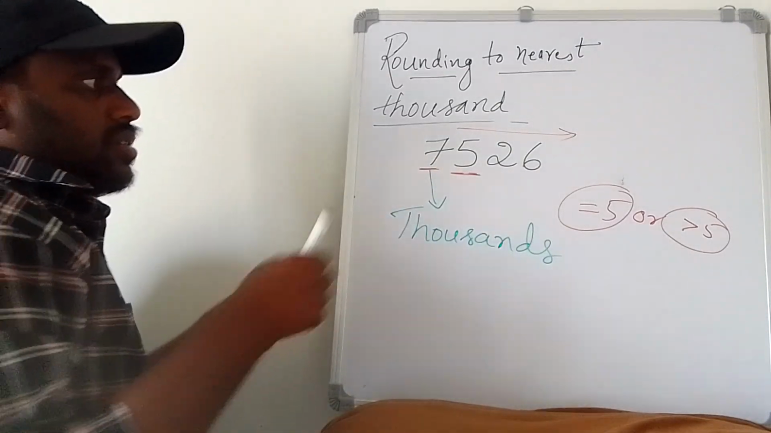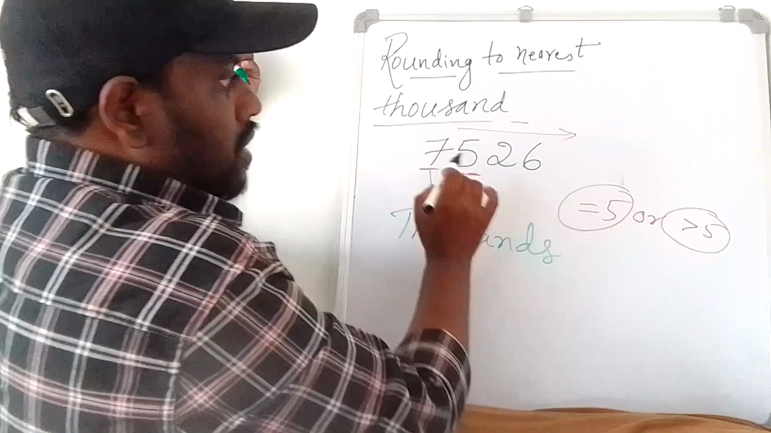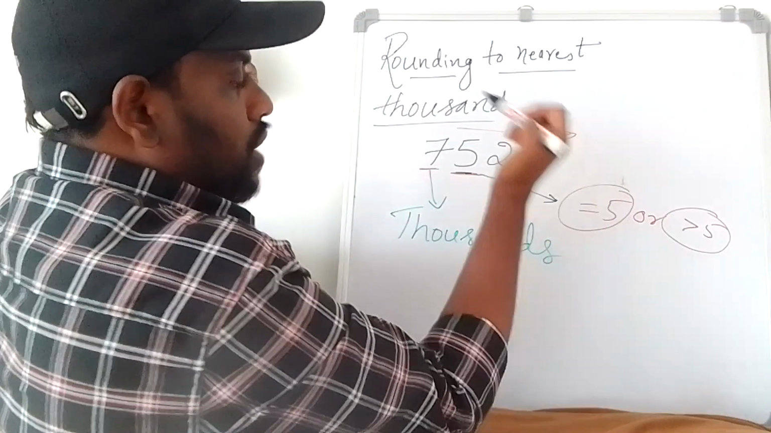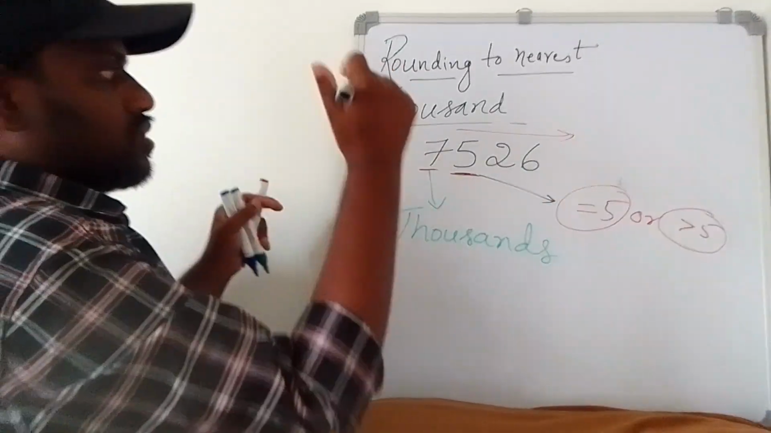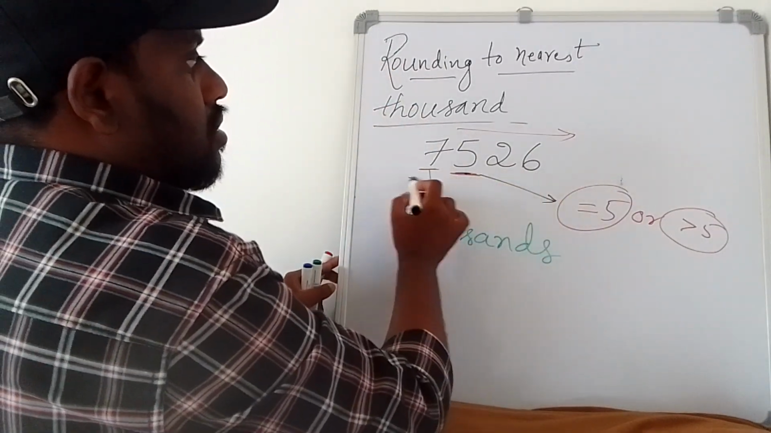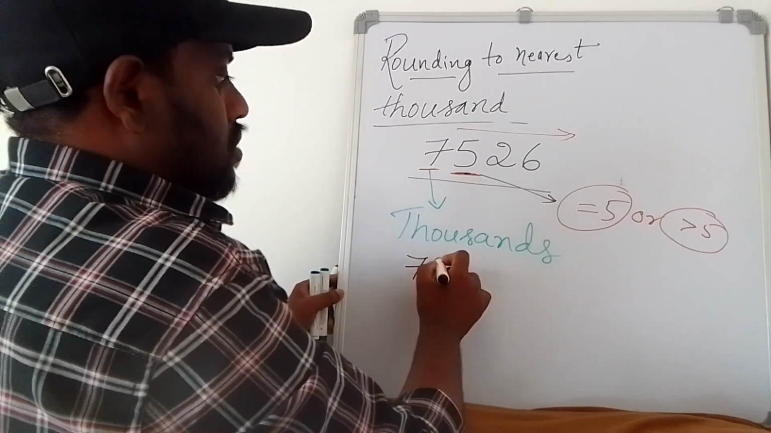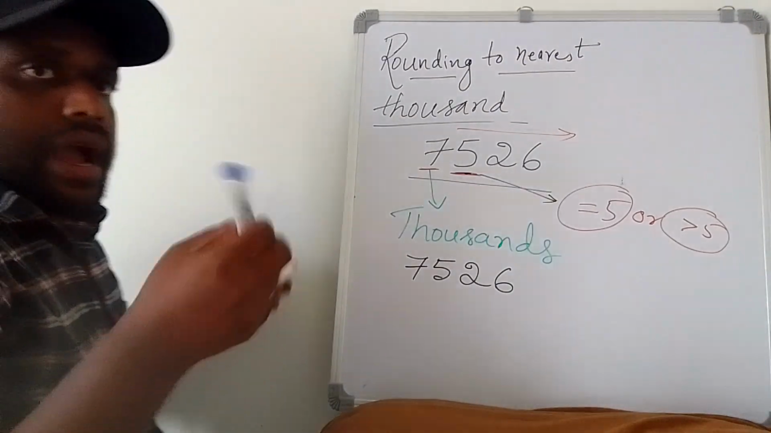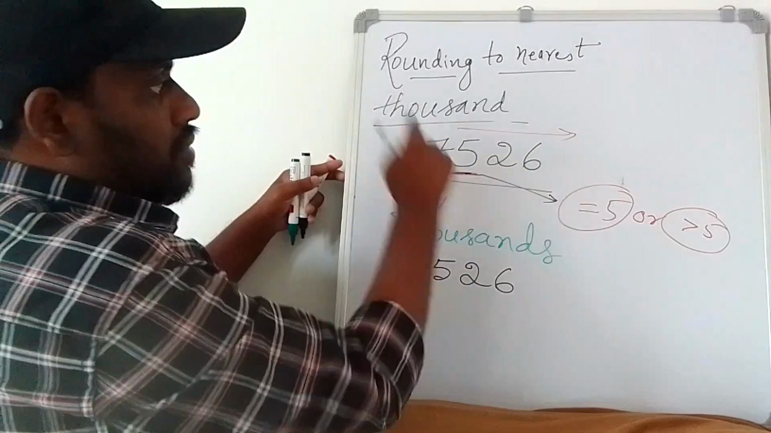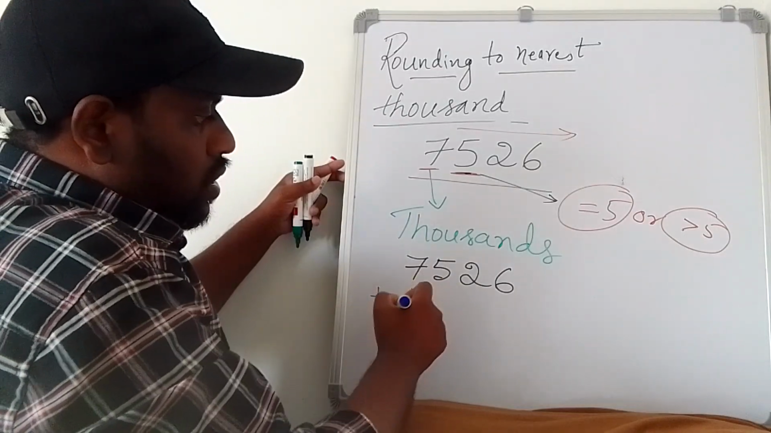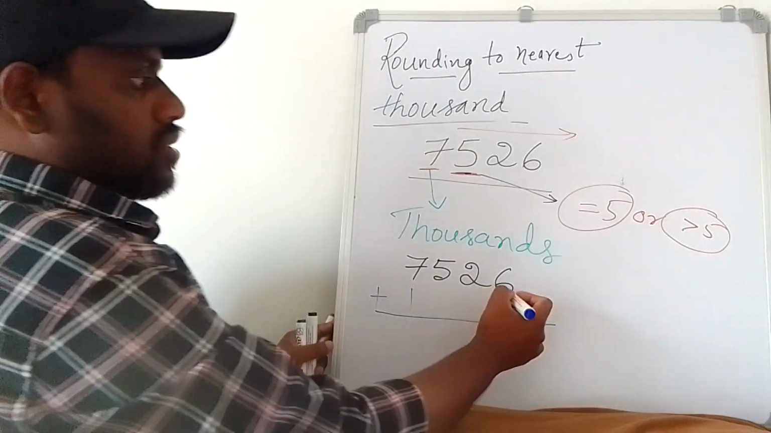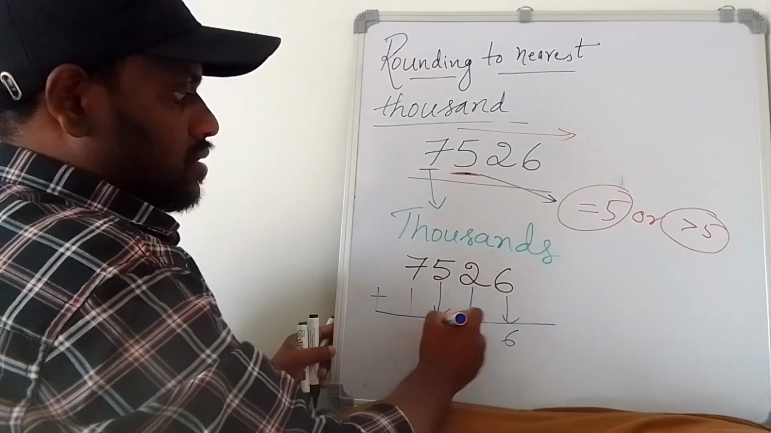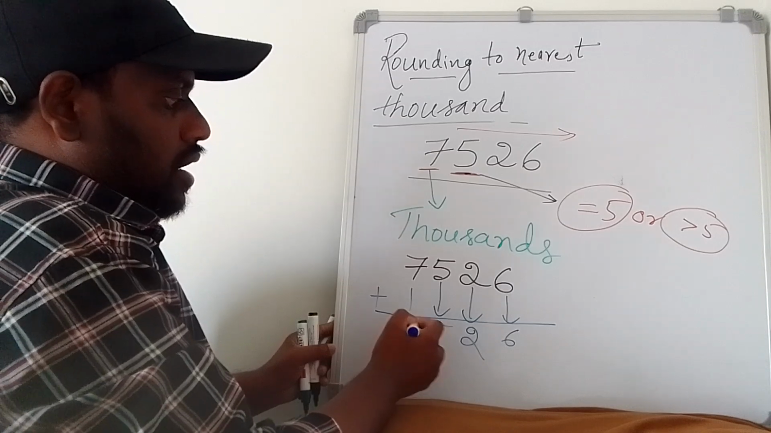Okay, I said equal to 5 or greater than 5. In this case, this is equal to 5. So we have to add 1 to the previous digit, 7. So first take this entire number as it is, 7,526. Now add 1 to this digit 7. Now this 6 keep as it is, 2 keep as it is, 5 keep as it is, 7 plus 1 is equal to 8.